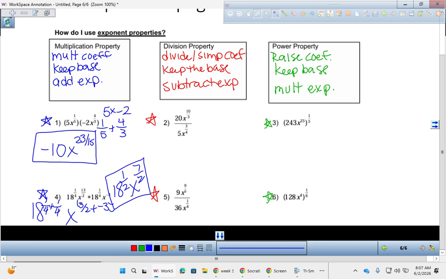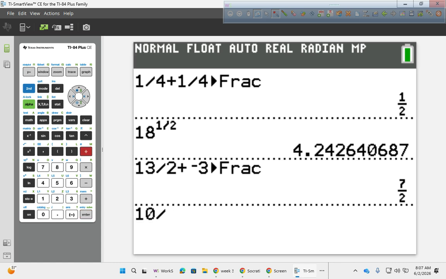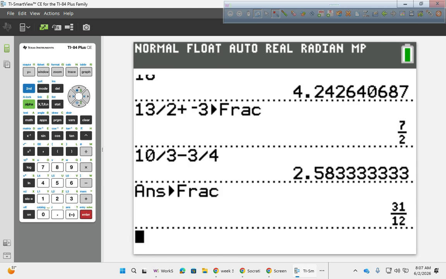With subtraction, we're going to divide / simplify the coefficients. So I'm going to do 20 divided by 5. Alright, in this case, I don't have to simplify that because it works out nicely. 20 divided by 5 is 4. I'm going to keep the base the same, and I'm going to subtract the exponent. So I'm going to do 10/3 minus 3/4. You do not have to know how to do that. You can type it in your calculator. 10/3 minus 3/4. 31/12.